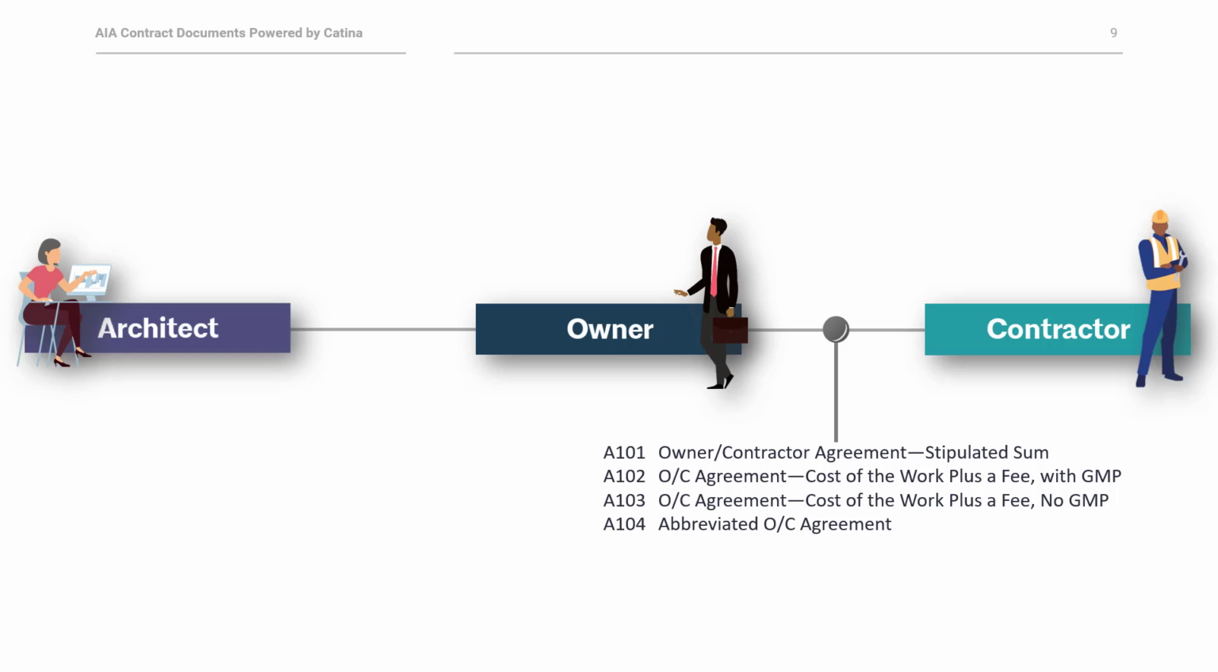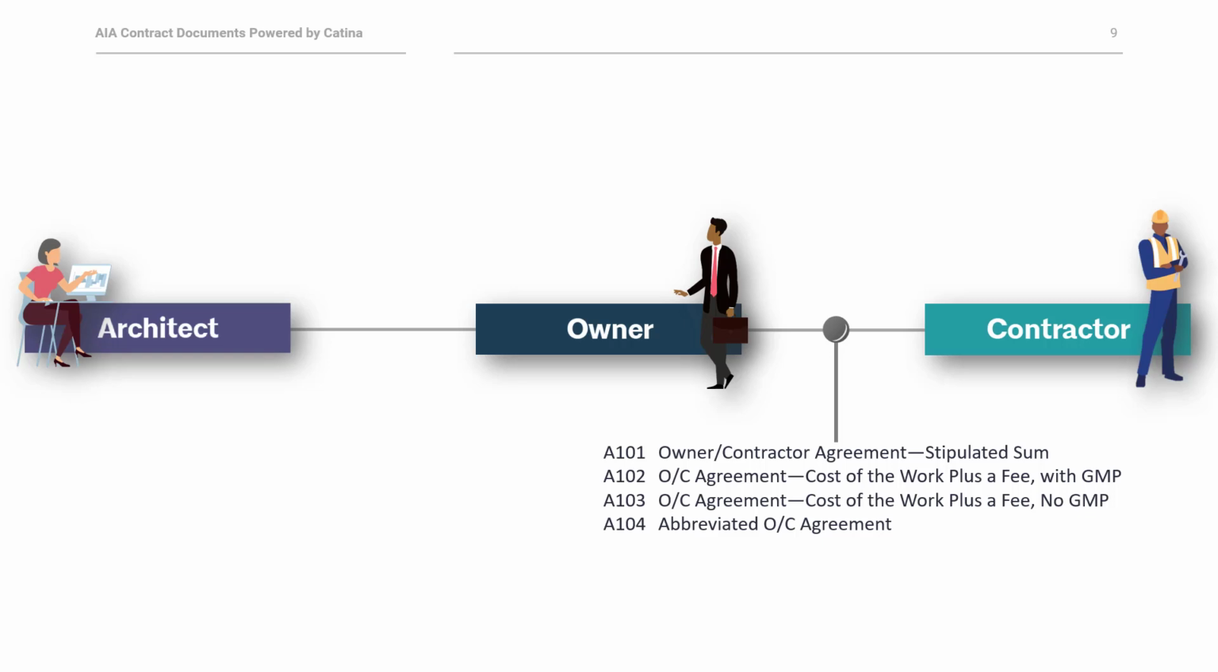You can use the A101, which is going to involve a stipulated sum or a fixed price contract, and that's just going to include a fixed price flat fee. That's where the project is done for a certain amount, and then the parties agree to that amount. Of course, things can change, but the parties agree up front that there is a stipulated sum.